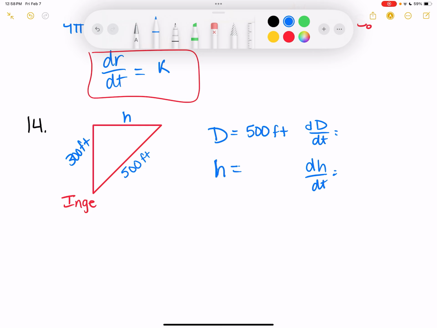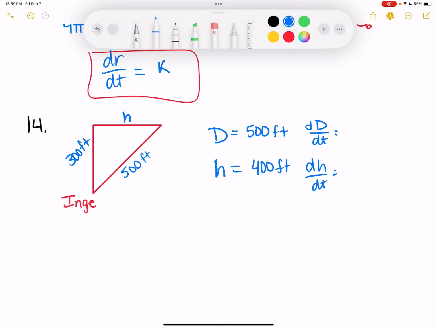Did we figure out what H is yet? Yeah, Virginia. Let me think. 400. Yeah. There we go. 400 feet?